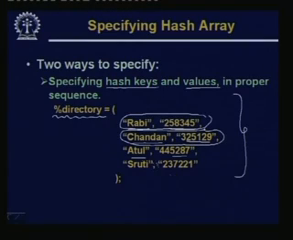Since they logically appear in pairs, a set of such name and telephone number pairs will be stored as an associative array. So, this is the first way of specifying it, where you simply separate all the elements by commas as if it is a normal list, but the associative array will take the elements as pairs, where the first element of the pair, the name, will be taken as the hash key, and the second element, the telephone number, will be taken as the value. Okay? So, name is the hash key, value is the telephone number.